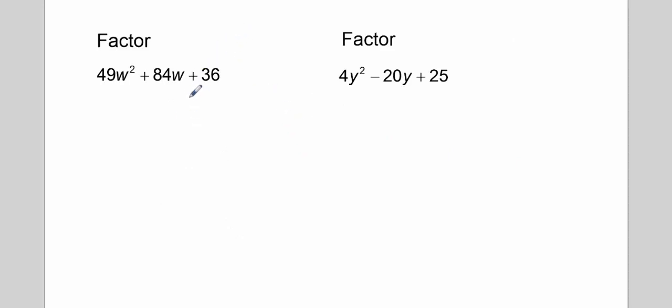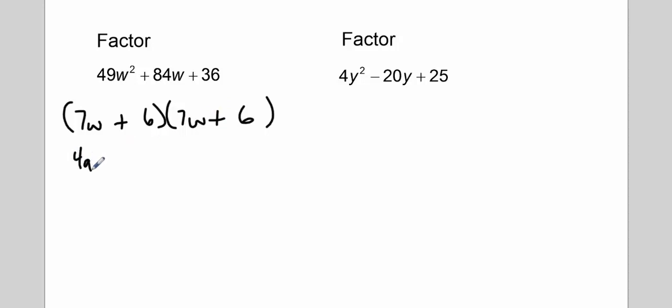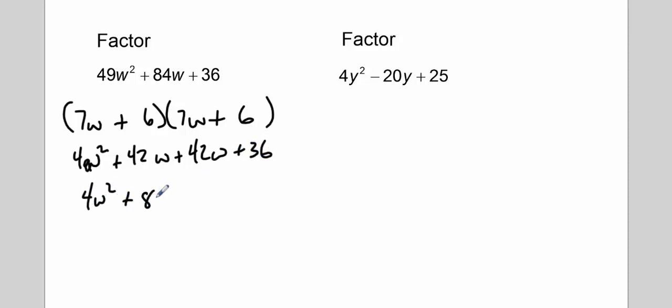We'll take a look at these and go ahead and check while we do it. Again, what multiplies to 49? That's 7w and 7w. What multiplies to 36? 6 and 6. Additions across the board. FOIL, 49w squared plus 42w plus 42w plus 36 gets me 49w squared plus 84w plus 36. And that beats the guess and check of factors of 49 and the factors of 36 because there's quite a few.